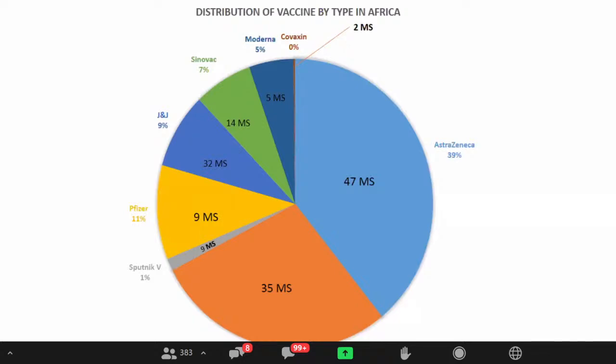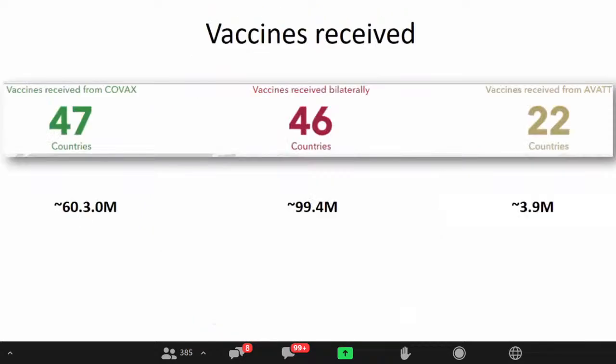So this is how it's being broken down on the continent, and you can see the popular vaccines are AstraZeneca and Sinopharm, taking more than a quarter actually of the vaccines being used on the continent. So just to wrap up, these are the vaccines breakdown by the 3 mechanisms.